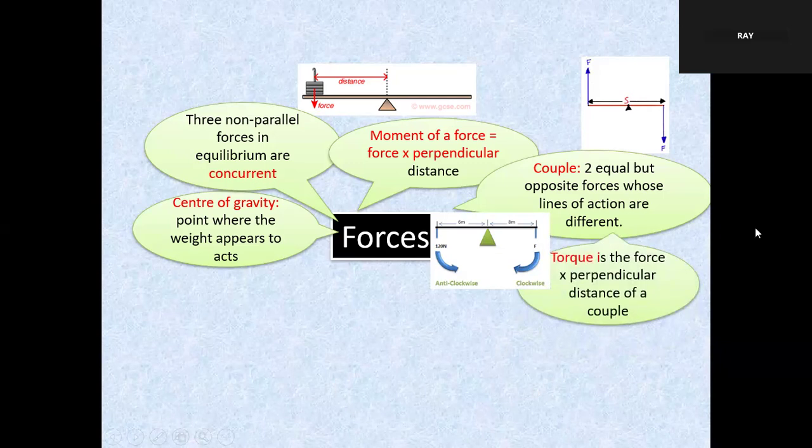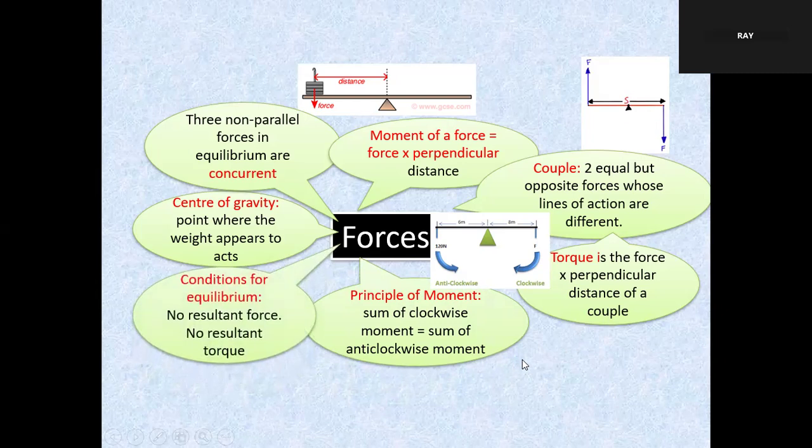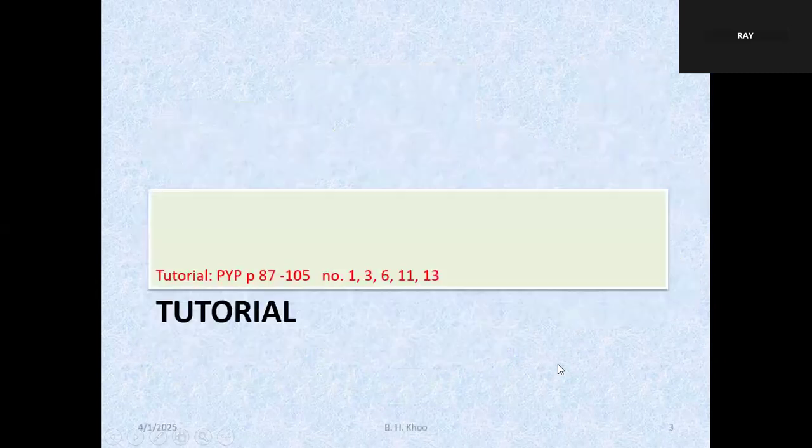Torque is the force and perpendicular distance of a couple. That means I take one force and its perpendicular distance. And the principle of moments: the sum of clockwise moments equals the sum of anti-clockwise moments about any point. Condition for equilibrium: no resultant force, no resultant torque. All this must be in your head.